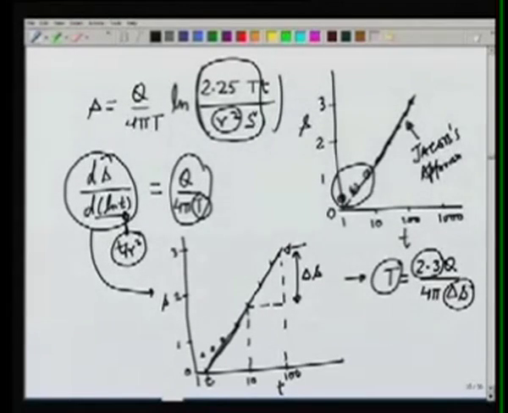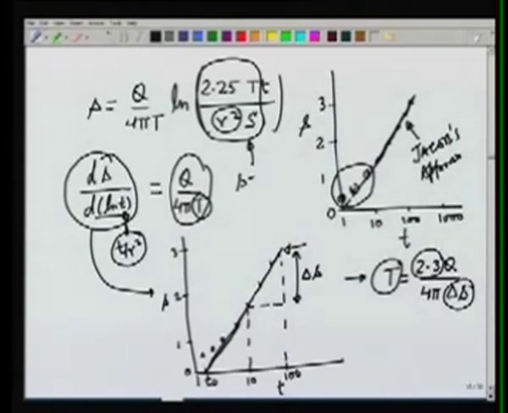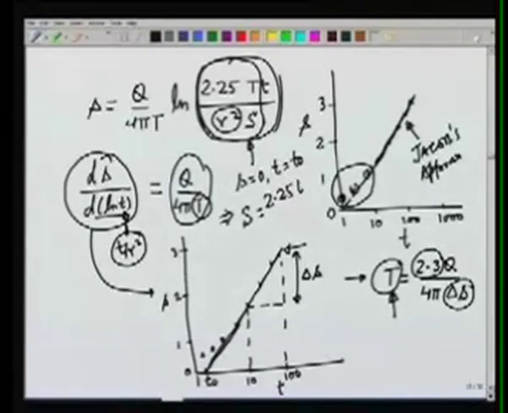Now this line intersects the s equal to 0 line at some time which we will call t naught. So this means that at t equal to t naught, s is equal to 0, and if we use that condition, we can see from this expression, s equal to 0, t equal to t naught, which means that this term should be equal to 1, because natural log of 1 will be equal to 0, and from there we can obtain the value of S, and T is already known from here. S equals 2.25 T t0 over r square.